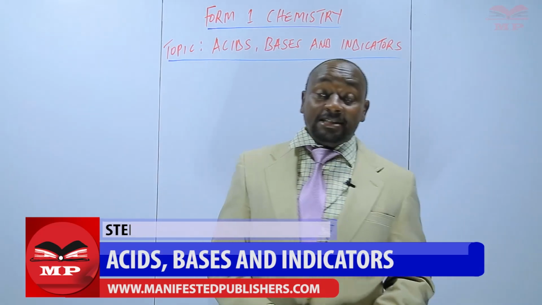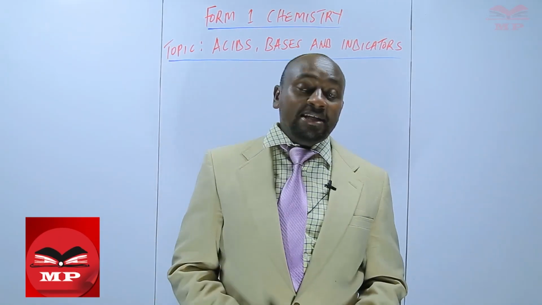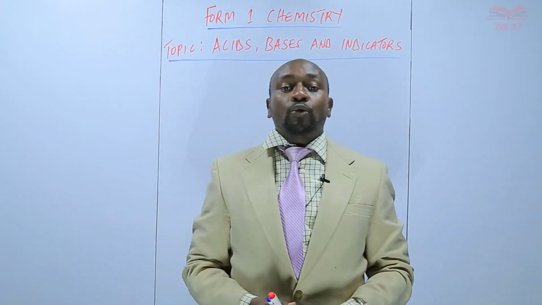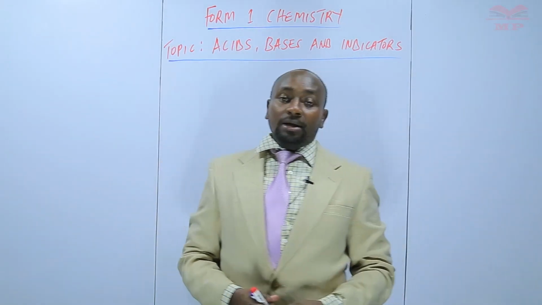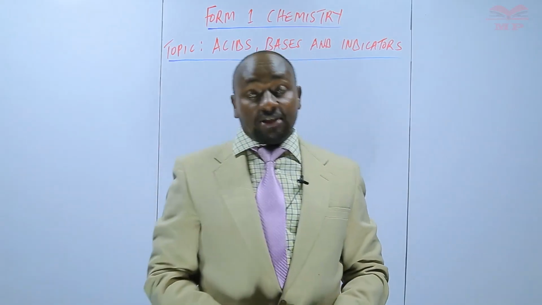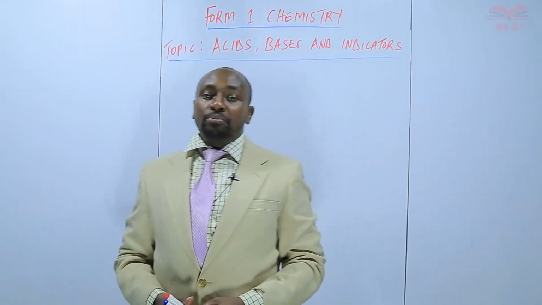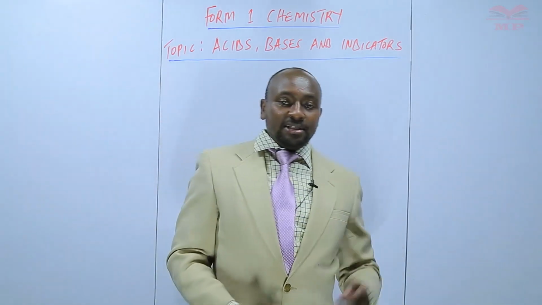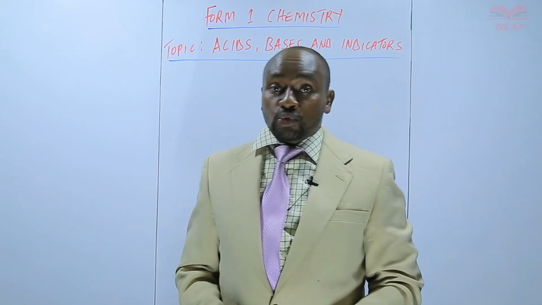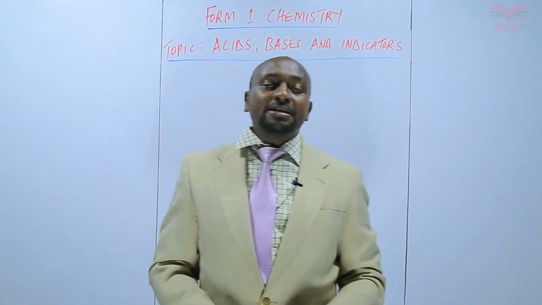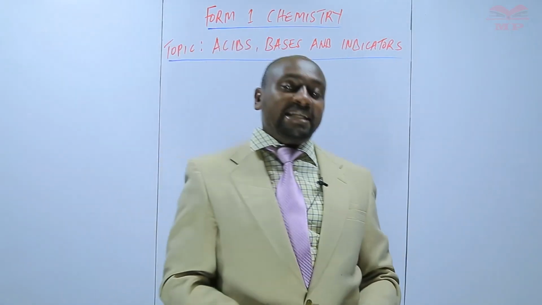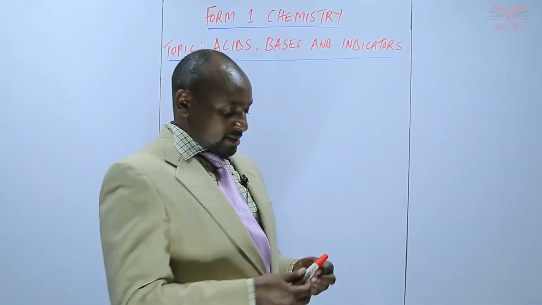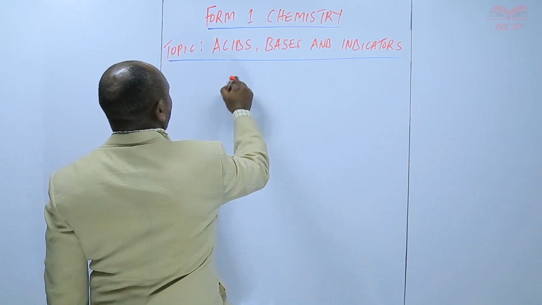The topic is acids, bases, and indicators, a topic in Form 1 chemistry. During the previous lesson, we introduced the topic. We also discussed the objectives of the topic, and we basically introduced what are acids, what are bases, and what are indicators. So today, we're going to look at simple acid-base indicators. And these are some of the indicators that we can make ourselves.